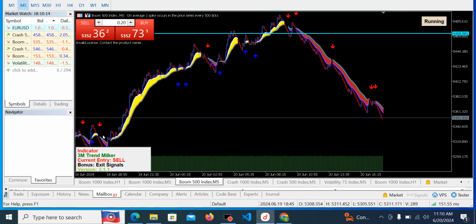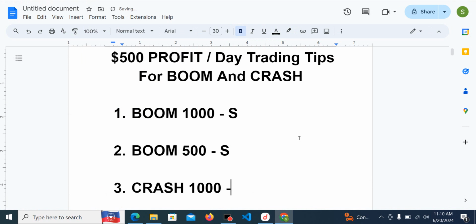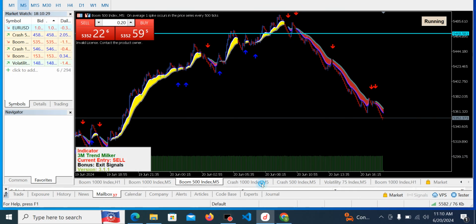This is Boom 500. It was an uptrend before, but it came to an end at this resistance zone, so it started a downtrend right from there. You can see the red flag, and it is still selling at the moment. So this is going to be more of a selling opportunity than a buying opportunity. Next asset is going to be Crash 1000. Let's check it out right away.